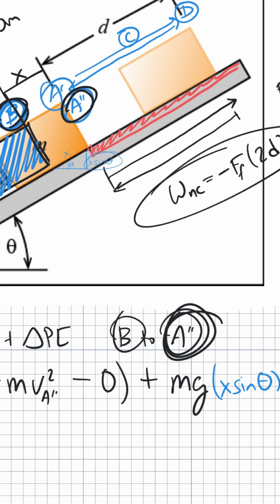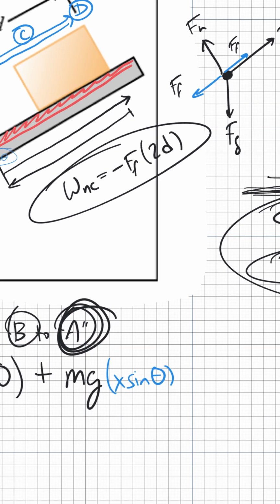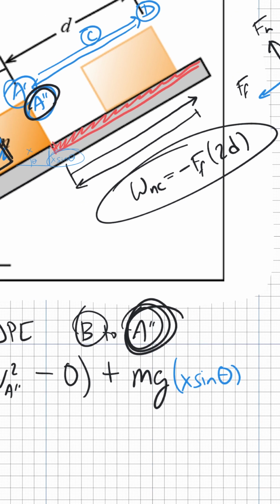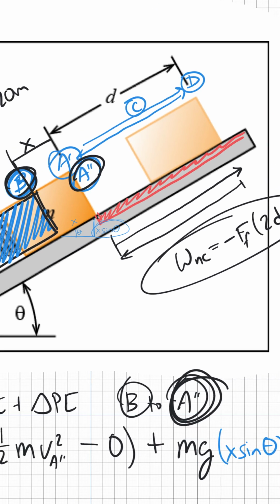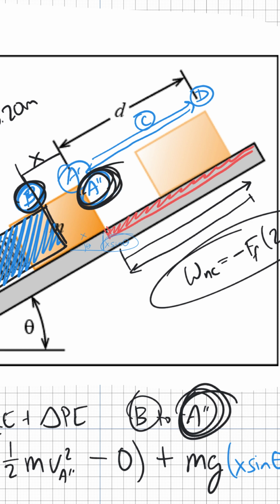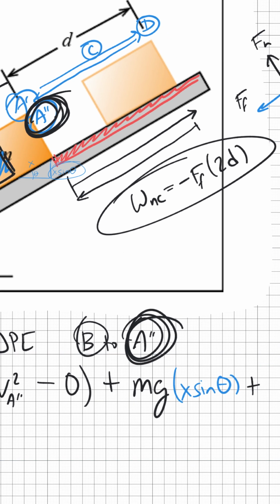Okay, so then let's see, what else do we have here? Oh, we need the potential energy due to the spring. Okay, plus, so the final potential energy of the spring at A double prime, when this thing is just tapping that spring again, the spring is not compressed. And then let's subtract the initial spring energy, which is at B, which is negative 1/2 kx squared.